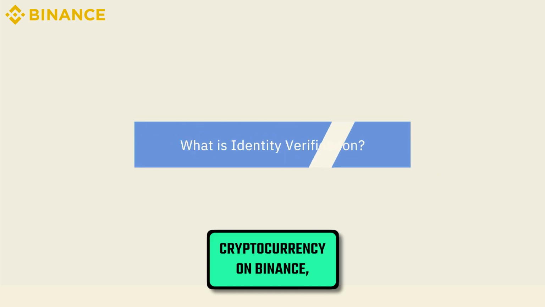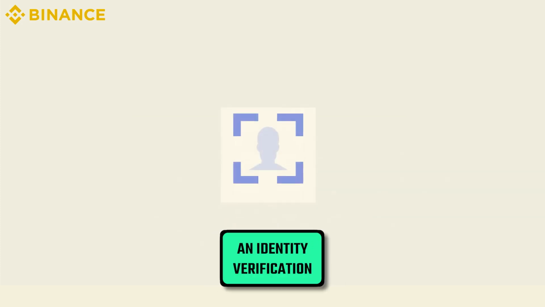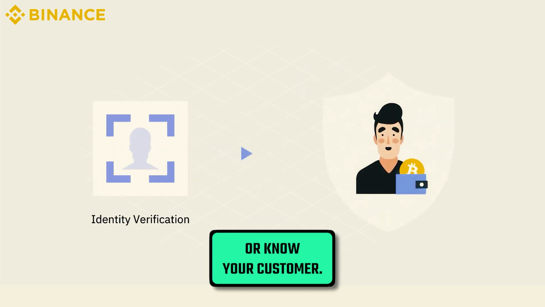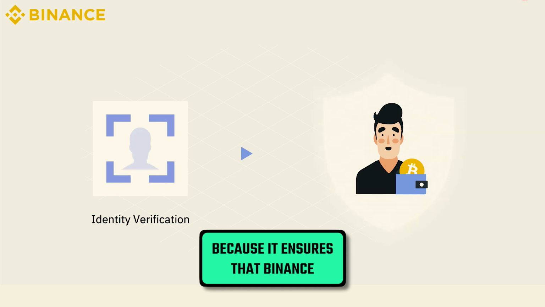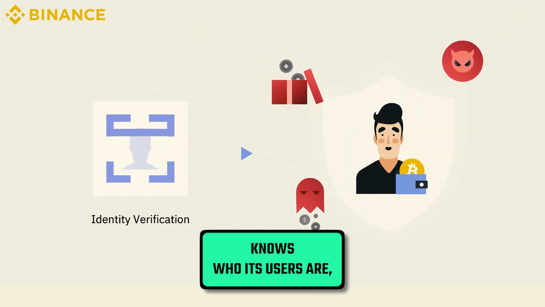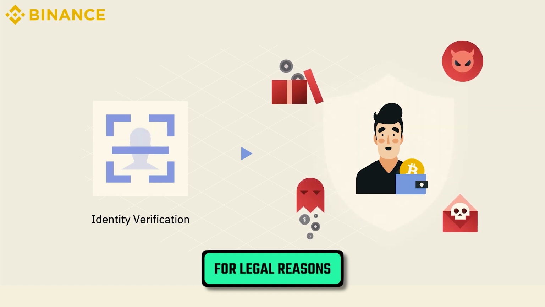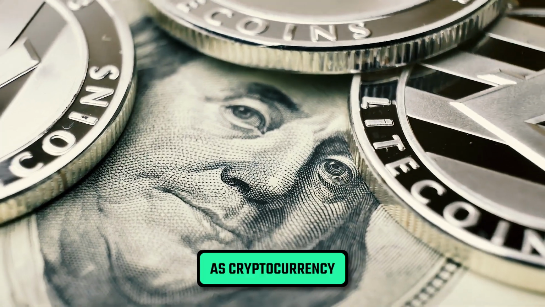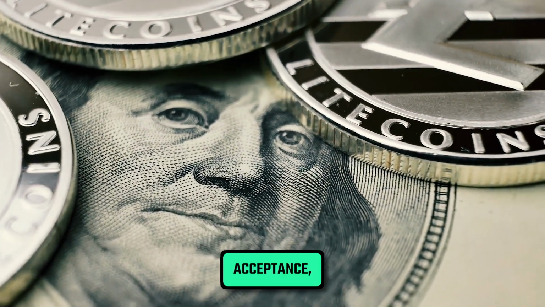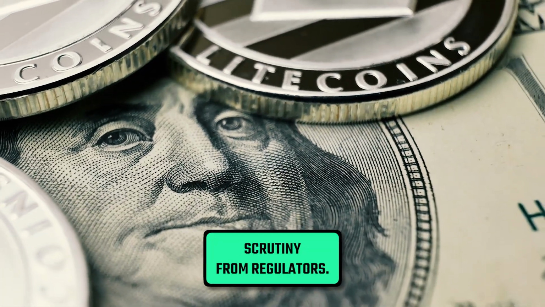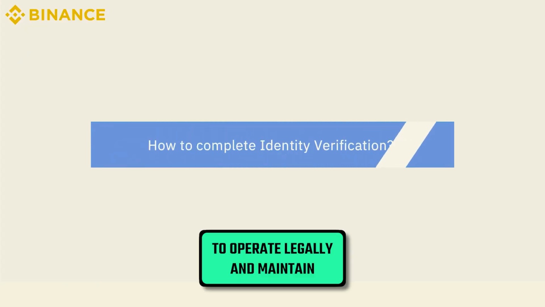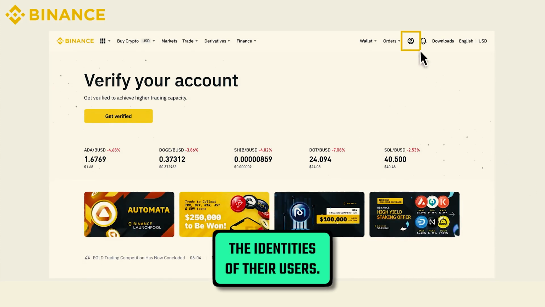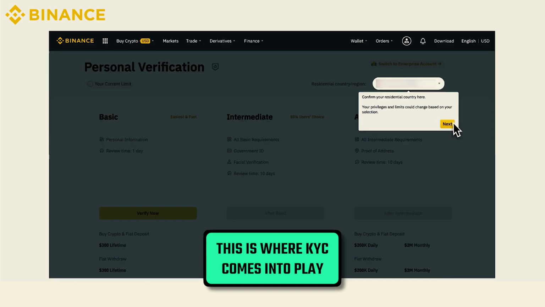Before you can buy cryptocurrency on Binance, you need to go through an identity verification process called KYC, or Know Your Customer. This step is crucial because it ensures that Binance knows who its users are, which is important for legal reasons as well as for maintaining trust and security on the platform. As cryptocurrency continues to gain mainstream acceptance, exchanges like Binance are under increasing scrutiny from regulators. To operate legally and maintain their integrity, these platforms are required to verify the identities of their users. This is where KYC comes into play.